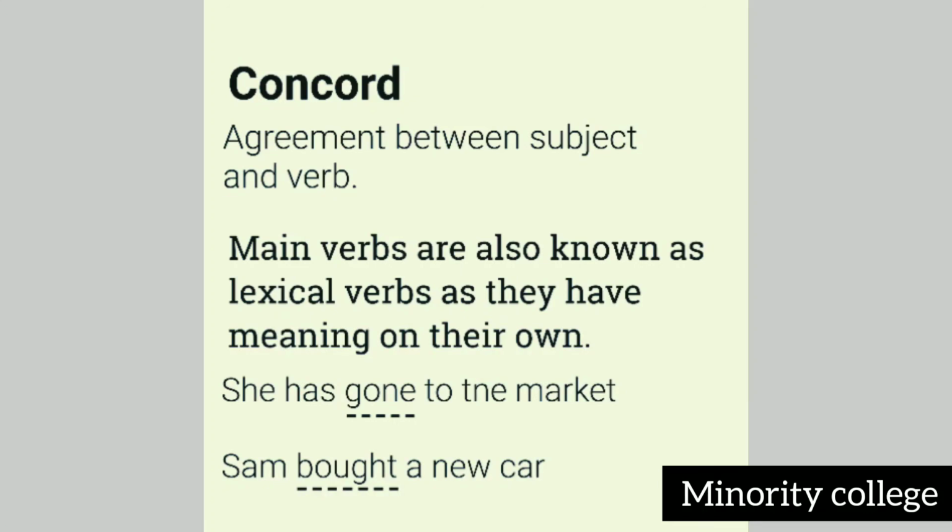Here, main verbs are also known as lexical verbs as they have meaning on their own. She has gone to the market. Here, the verb is gone. Sam bought a new car. They are going to college. Here, these verbs convey different meanings. In the above sentences, gone, bought, and going are the main verbs. Has, bought and are auxiliary verbs that support the main verbs.